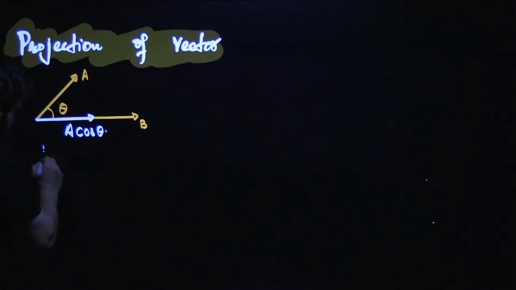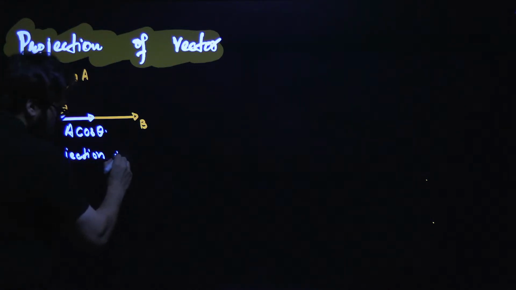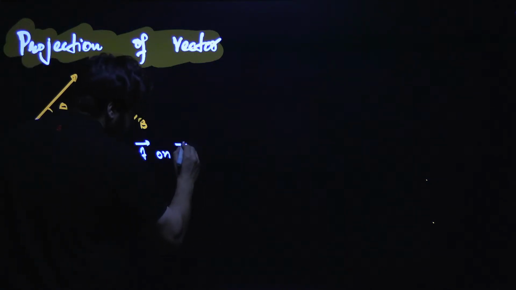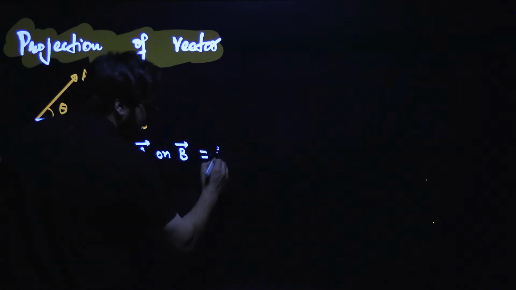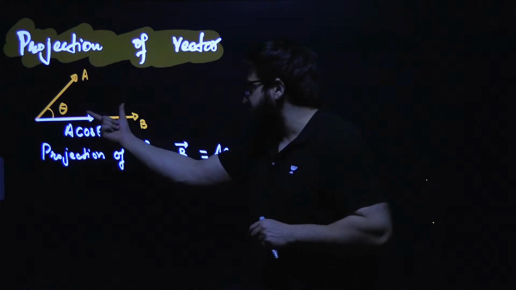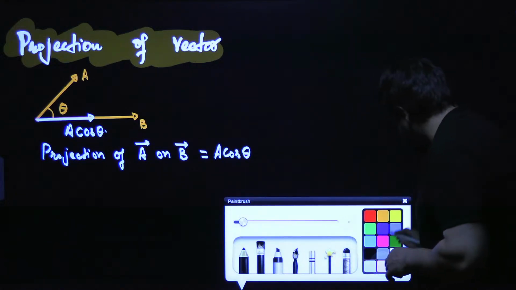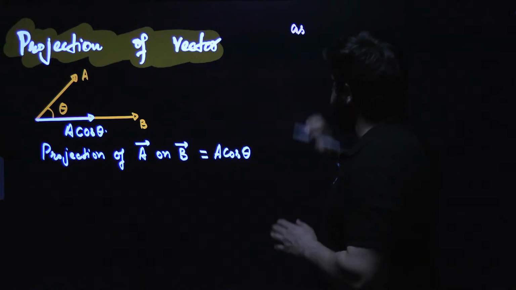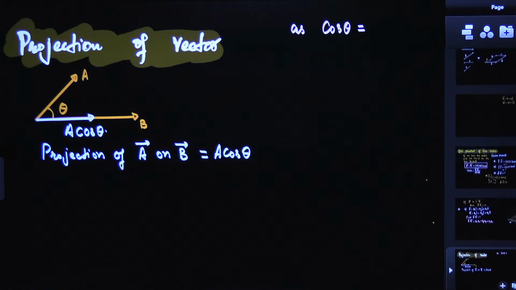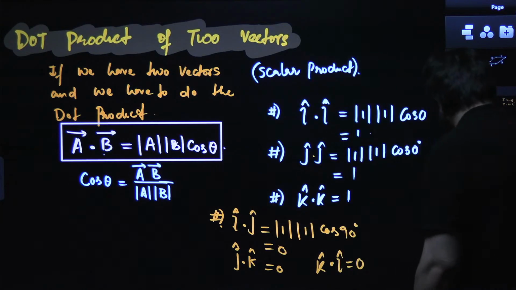So I'll write over here, the projection of A vector on B vector is A cos theta. Projection of A vector on B vector is what? We say A cos theta. Now guys, tell me one thing. We recently studied cos theta. What is the value of cos theta? Come over here. Cos theta is A dot B upon mod of A mod of B.